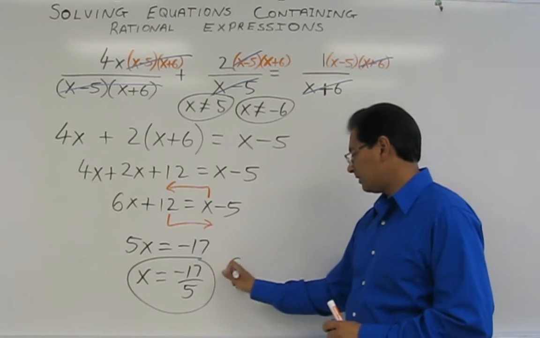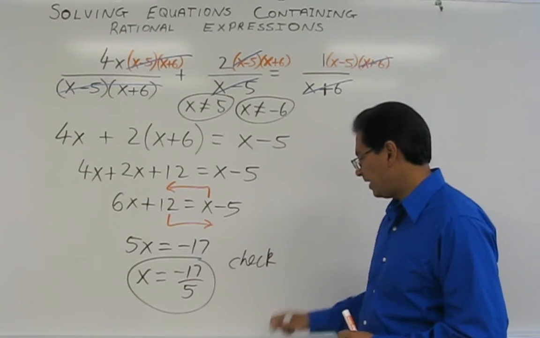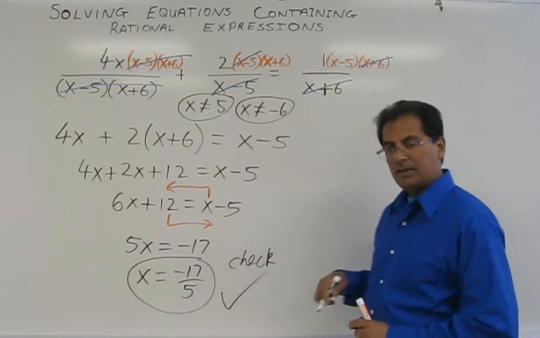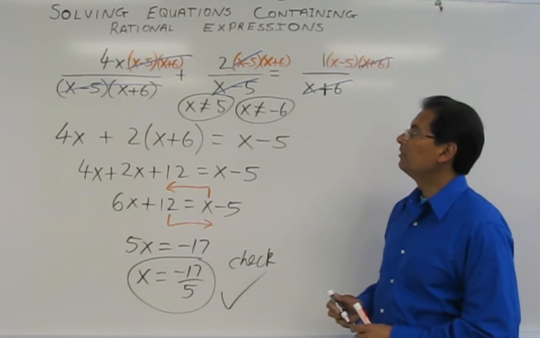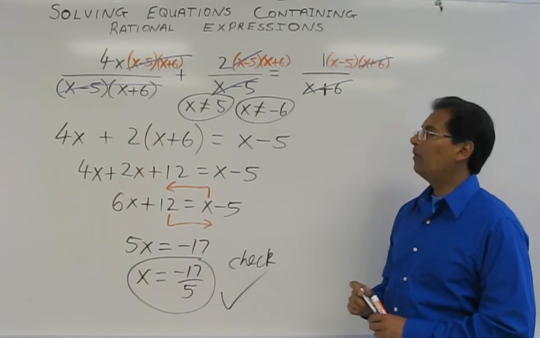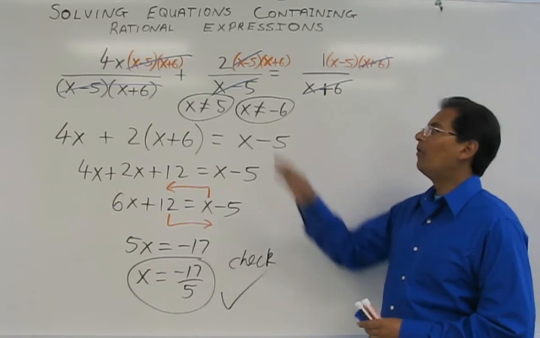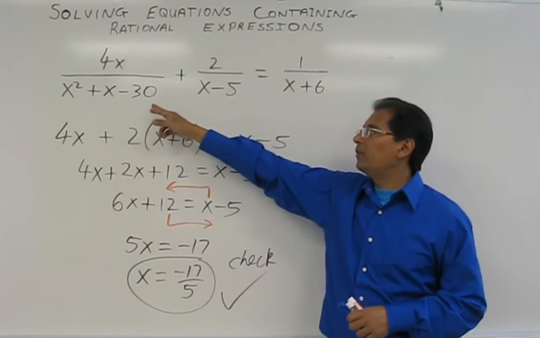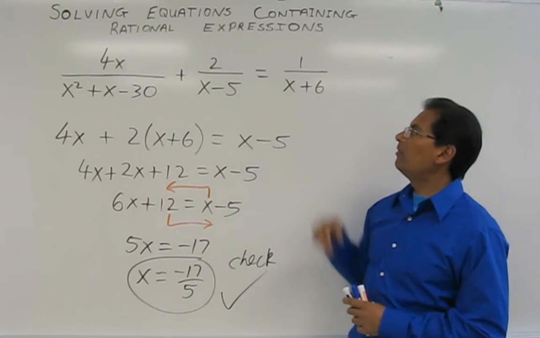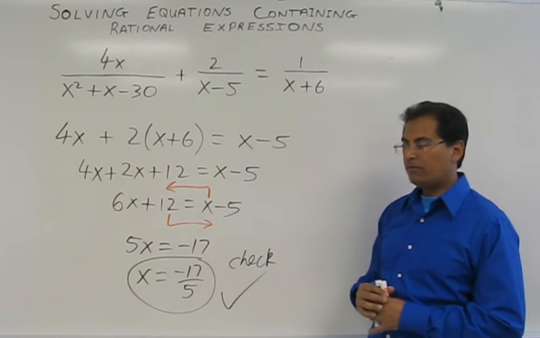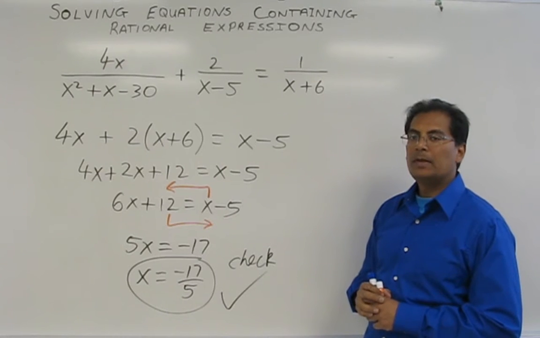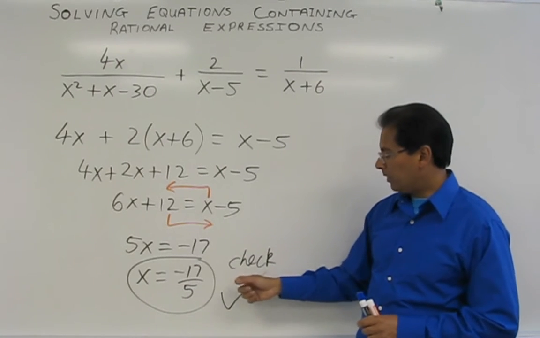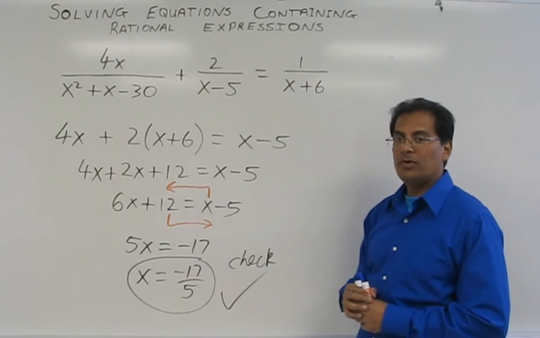And you might want to check this solution. I'll leave that for you to check. And if you check that, you will find that this is actually the solution to our original equation. What was our original equation before we did all of this? It was 4x divided by x squared plus x minus 30 plus 2 over x minus 5 equals 1 over x plus 6. Now, you want to check this and make sure that is a solution, works in there.